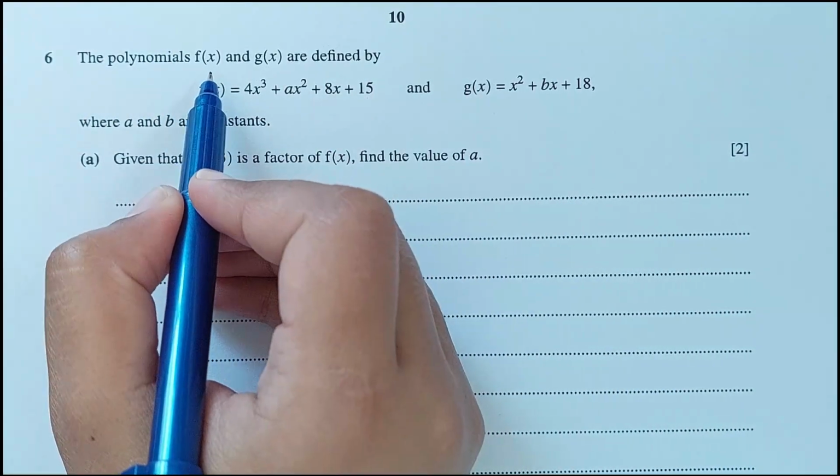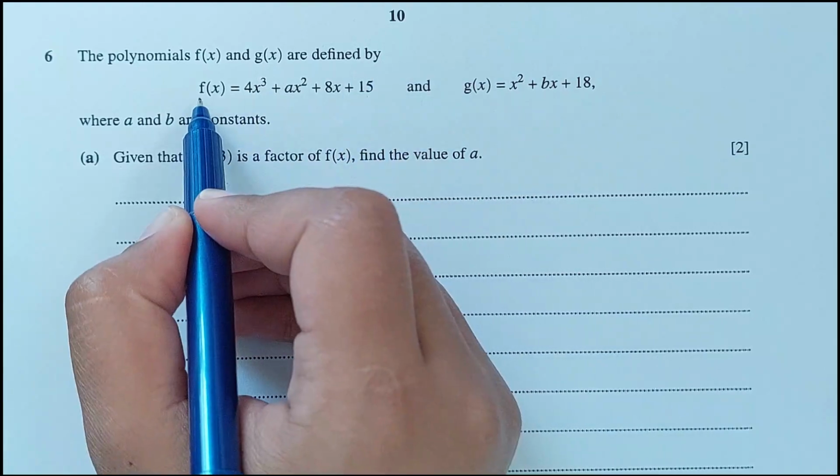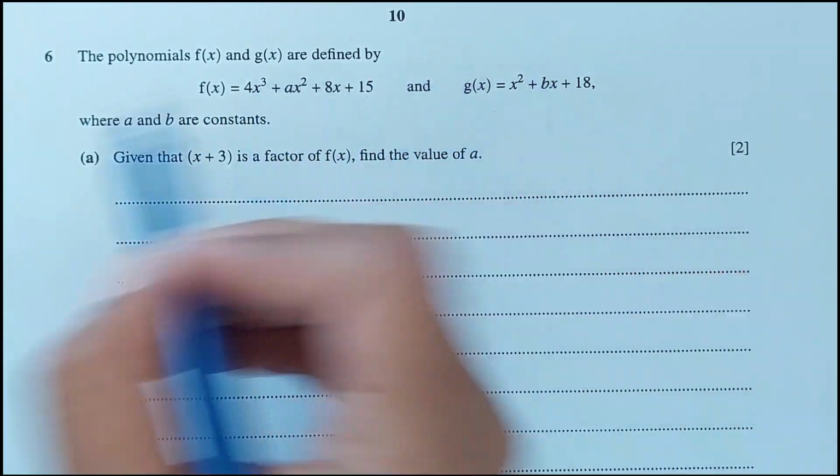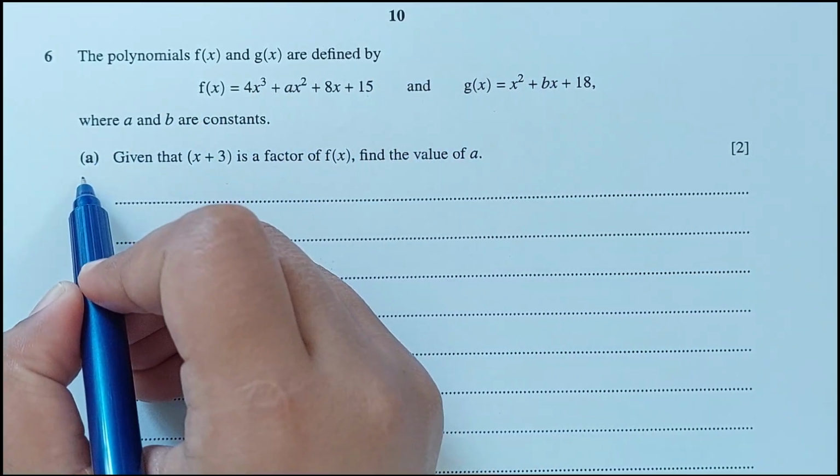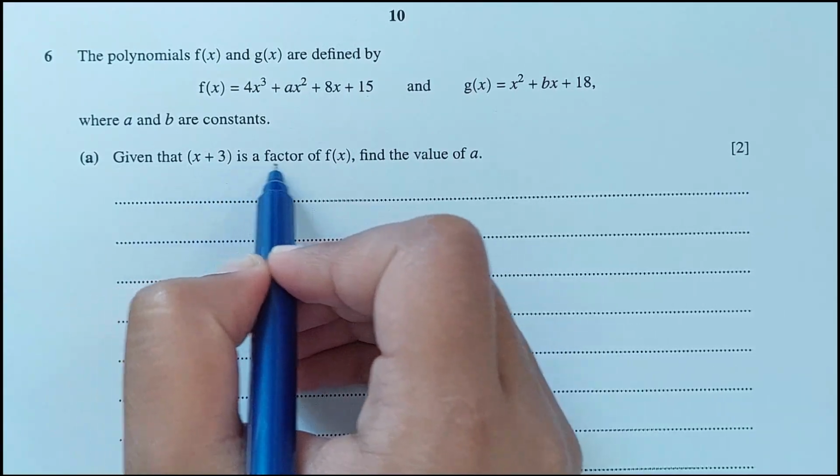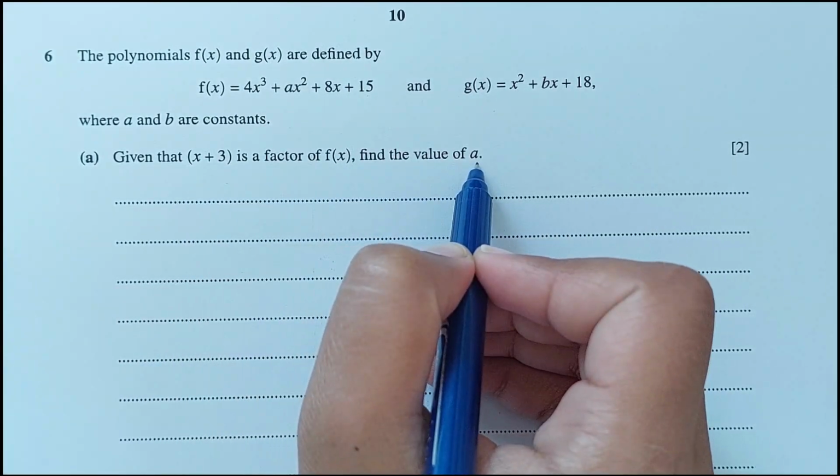Question number 6. The polynomials f of x and g of x are defined by f of x and g of x, where a and b are constants. Part A, given that x plus 3 is a factor of f of x, find the value of a.